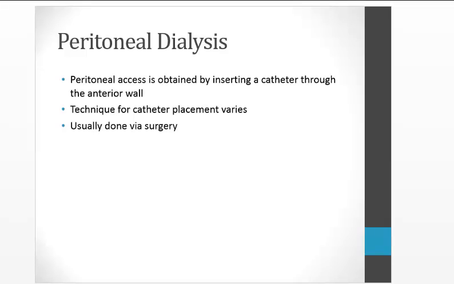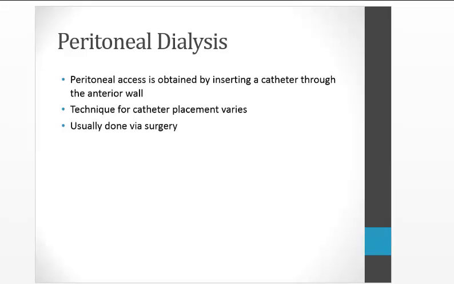Peritoneal access is basically obtained by inserting a catheter through the anterior abdominal wall. The technique for the catheter placement will vary depending on the facility that the patient is in. It is usually done via surgery while the patient is under general anesthesia.